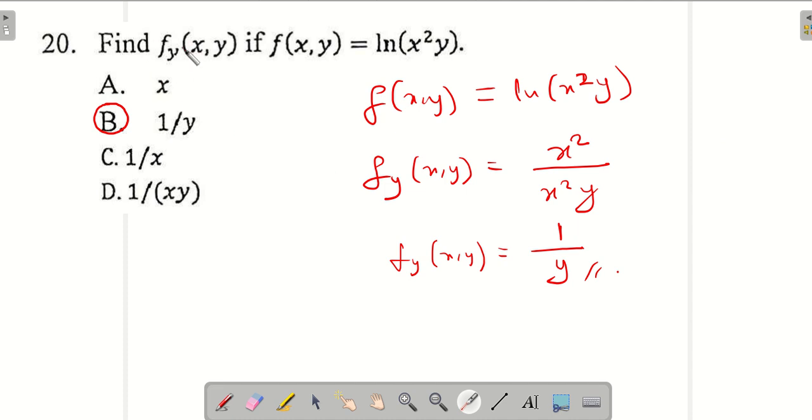So finally, question 20. We are supposed to find the partial derivative with respect to y of this function. We are differentiating with respect to y, so we treat s squared as a constant. So when you differentiate y, you get 1. 1 times s squared is s squared. Then because it is a log, you divide by the original function inside, which is s squared y. The s squared will cancel s squared, and you have 1 over y as the answer.